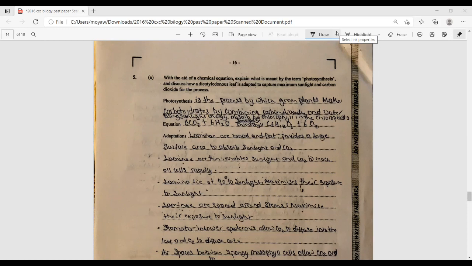So the adaptations now. So the laminae are broad and flat and provide a large surface area to absorb sunlight and carbon dioxide. That's one. Two, laminae are thin and enable sunlight and carbon dioxide to reach all the cells rapidly. Laminae lie at 90 degrees to sunlight and maximize their exposure to sunlight. Laminae are spaced around the stem and maximize their exposure to sunlight.